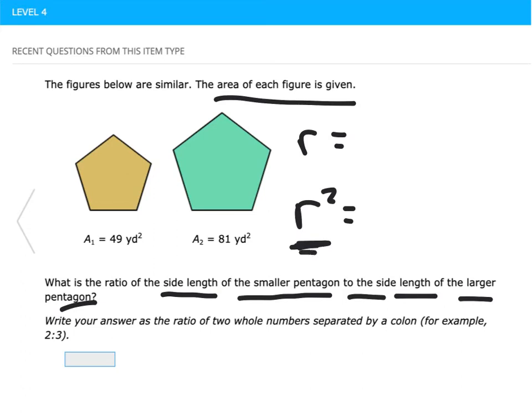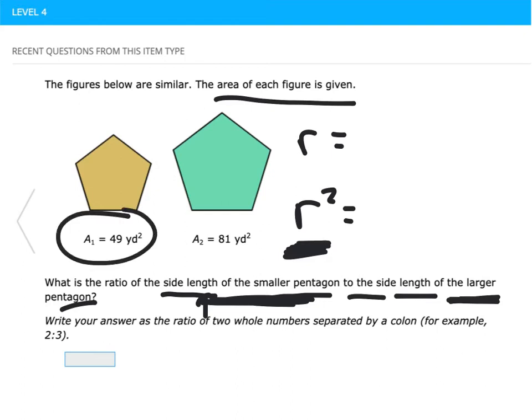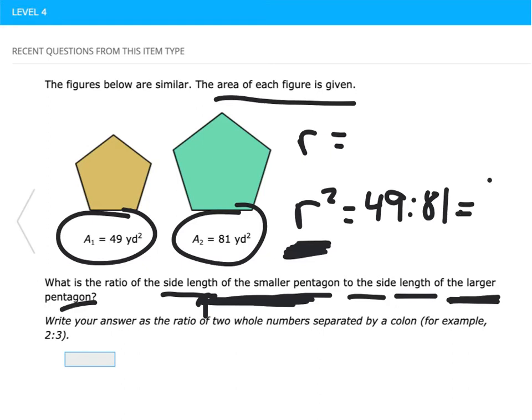So if we start down here with our r squared, but we do it in this order, the smaller side, because it says we want to start with the small side of the pentagon, then the larger side next, we would go with the smaller one first, the larger one second. So we'll say our ratio is 49 to 81. As a fraction, this is 49 on top, 49 to 81.